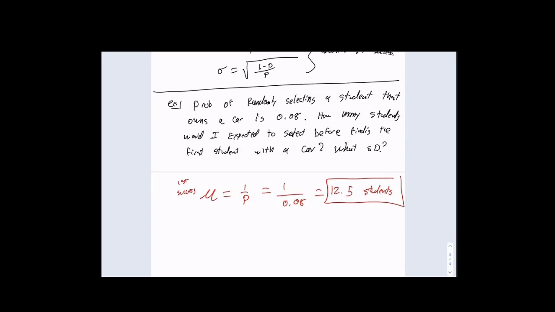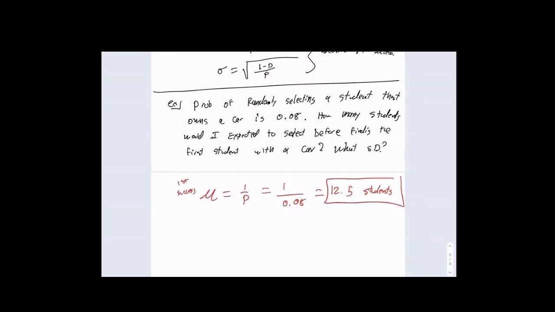But on average, if we did this every single day of the school year, every single day I randomly select students until I find a student with a car, and I counted how many students it took. If I did that and kept all those numbers, and then I found the average of those numbers, it would be very close to 12.5. So the answer is 12.5. We expect on average 12.5 students.